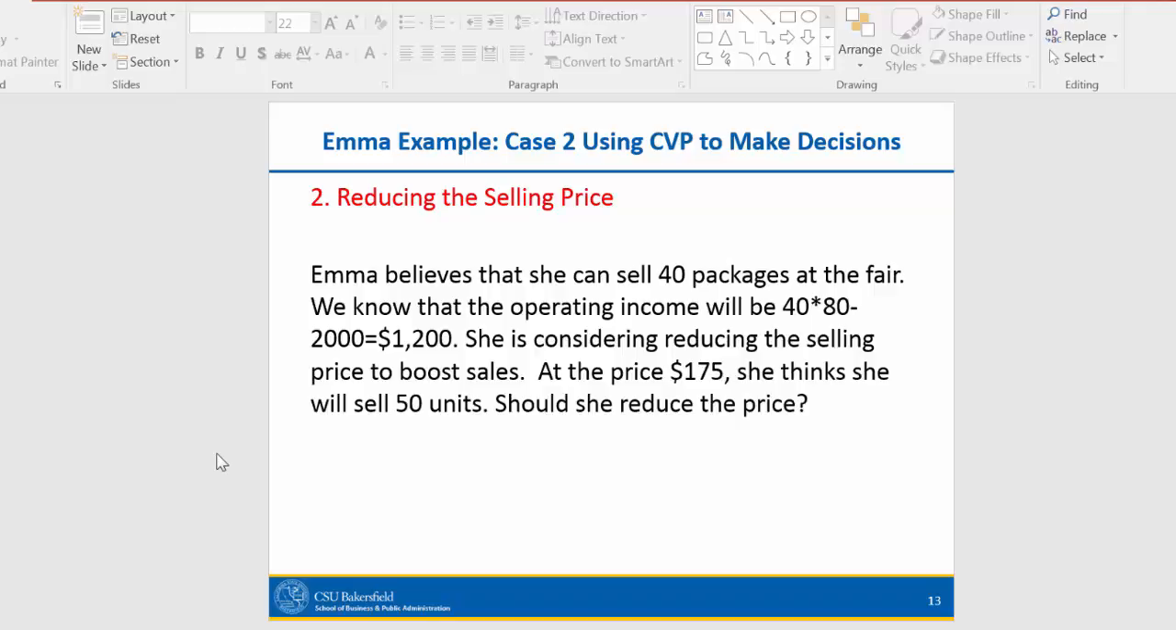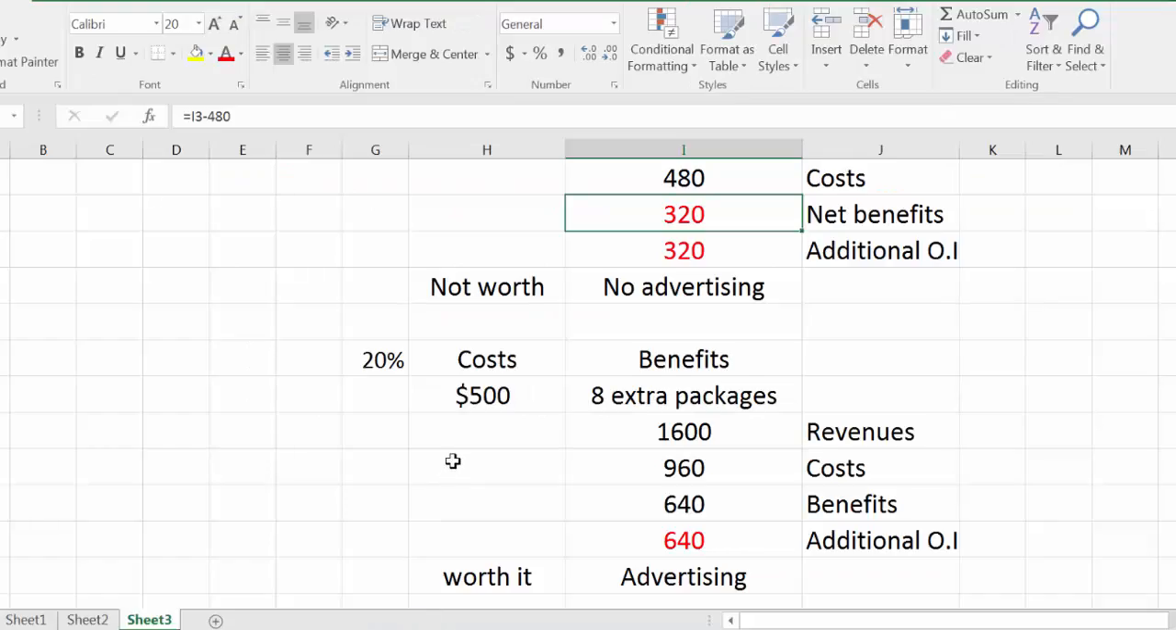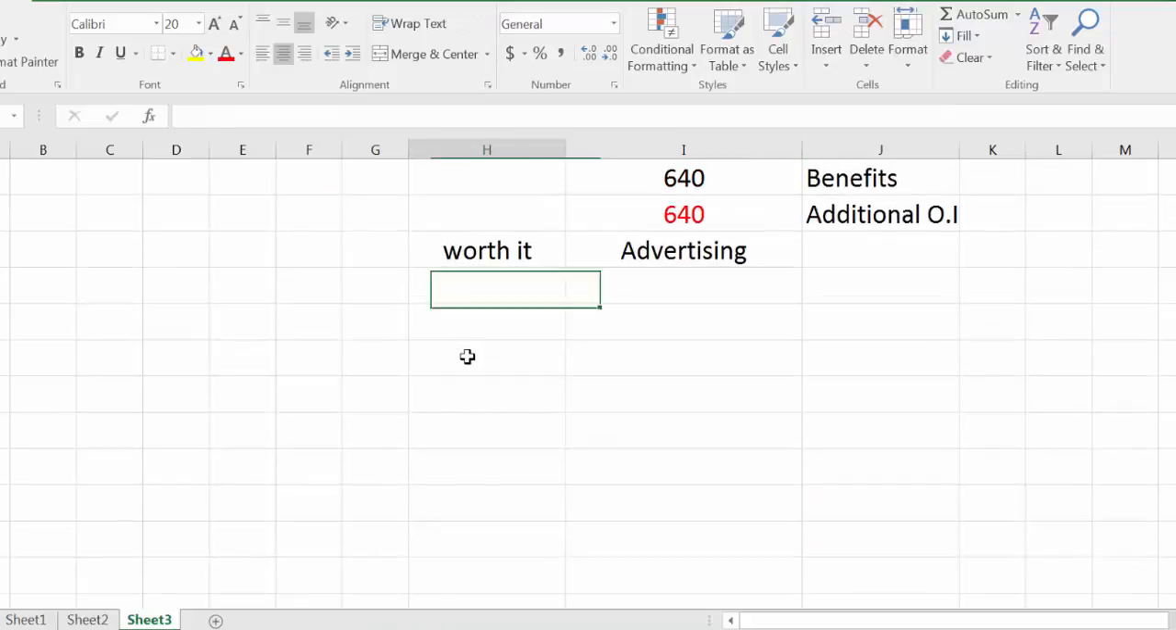So Emma thinks, how about reducing the selling price to boost the sales, to sell more by reducing the price. She believes that at the price of $175, she can sell 50 units, so 10 units more. The question is, should she reduce the price? Now let's look at the question here. So now she has to make a decision.